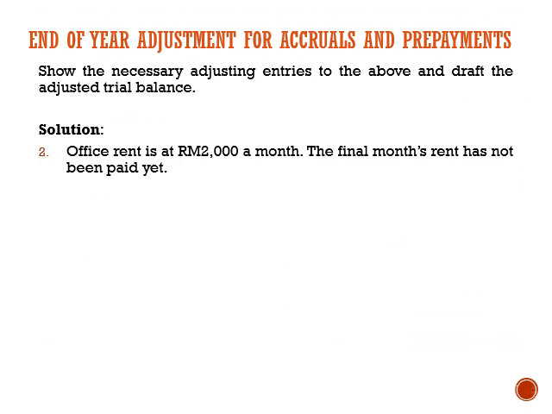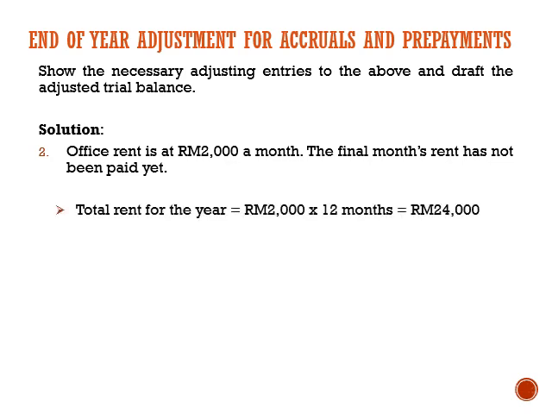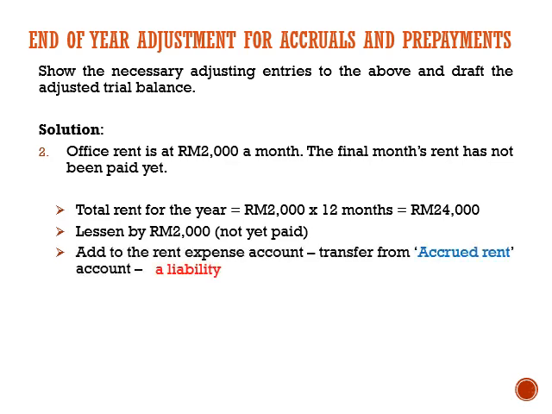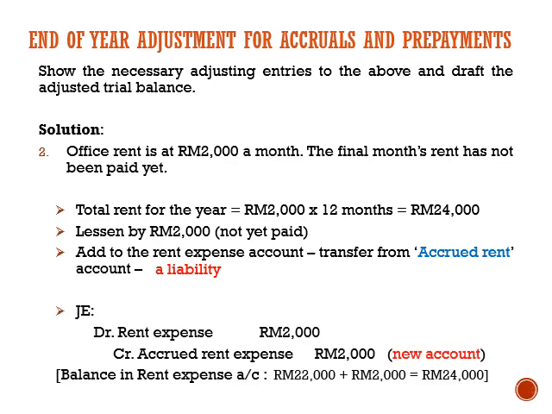Information number 2 reveals that the final month's rent has not been paid. This means that the total amount for rent expense should be 24,000. The amount in the account is not enough. So we need to add to that amount to make it 24,000, the relevant rent expense for the year, by adding 2,000 to the rent expense account and creating a new accrued expense account as the liability. The journal entries being as such, with the balance in the rent expense account now becoming 24,000 as it should.